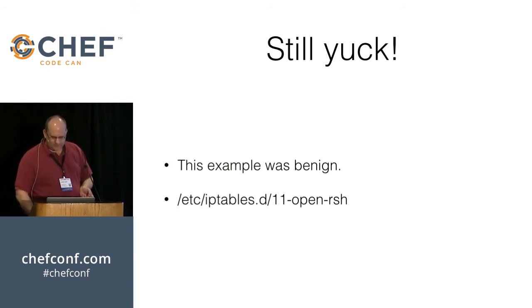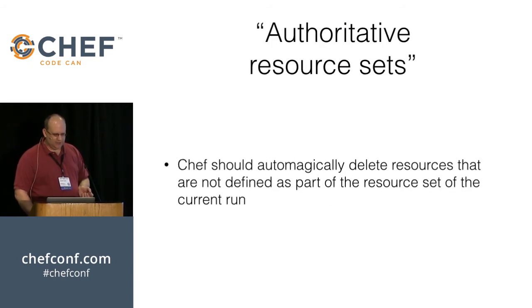So this leads into the notion of authoritative resource sets. The idea is that Chef should automatically delete resources that are not part of the resource set of the current run. In other words, if the resource set will create something physically on a server, and something is not in the resource set, get it out of there, delete it.